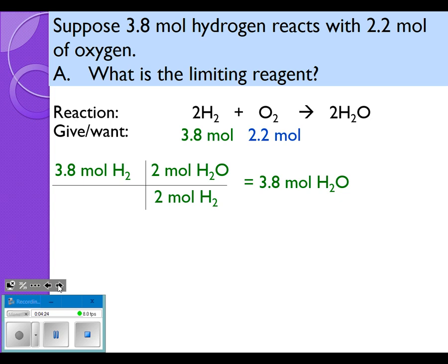So then I multiply and divide, and that means I can make 3.8 moles of water. Well, I need to also look at the oxygen. How much water does the oxygen that I have make? So I'm going to do that one too.